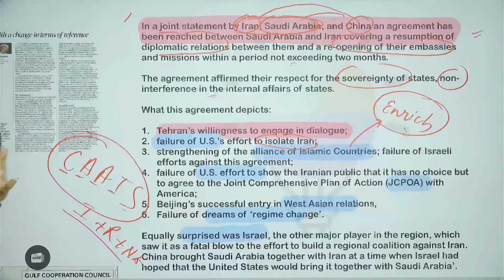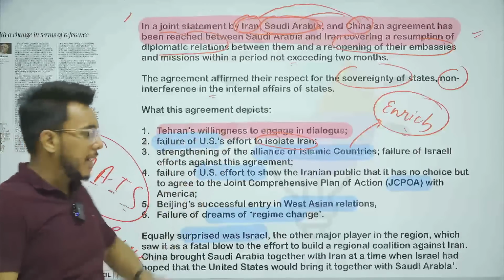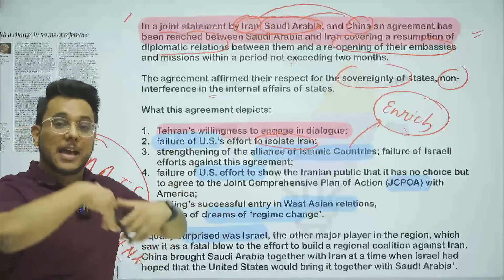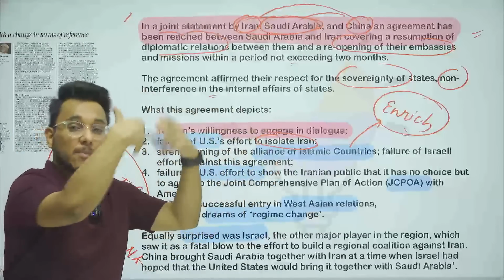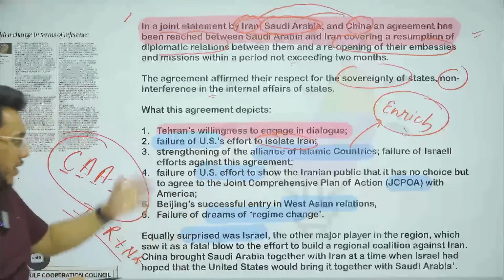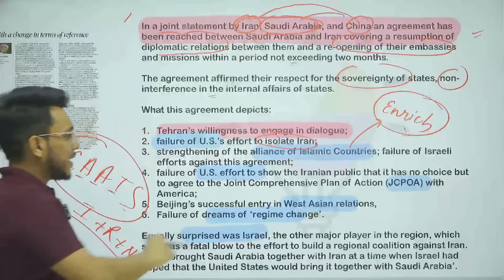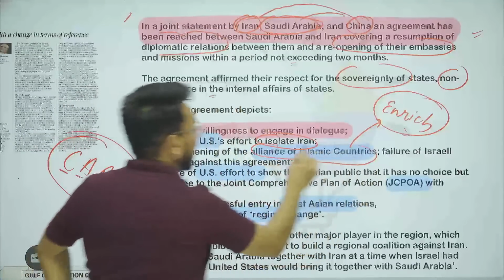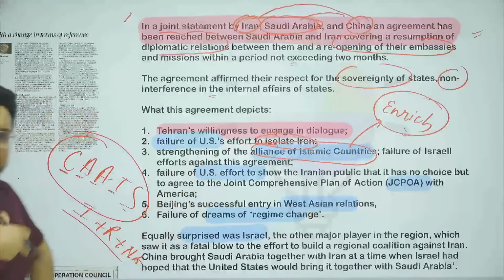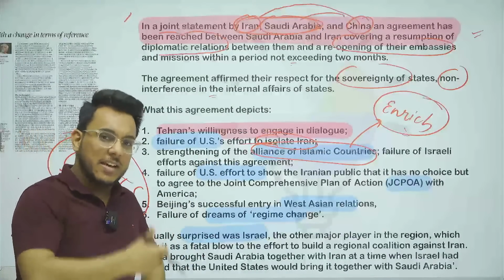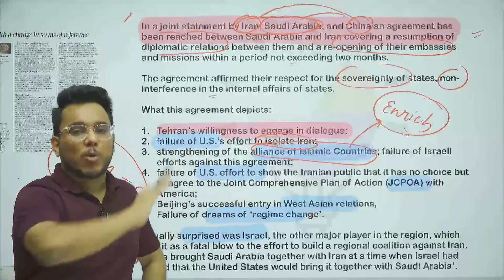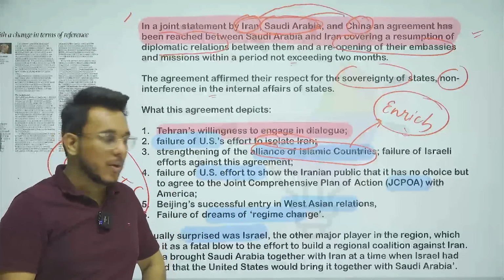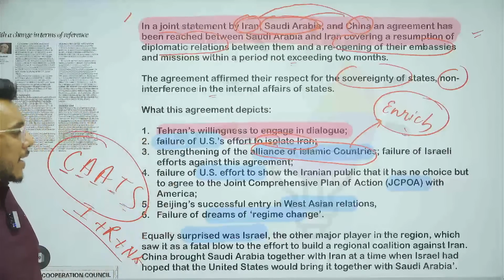So the USA always wanted to isolate Iran, but now it is a failure, as Iran is getting recognition. Its diplomatic relations with Saudi Arabia are getting strengthened. So it is a failure of the USA. Then it also shows the strengthening of the alliance of the Islamic countries. Now, guys, within the Islamic countries there have been a lot of divisions. You see, between Iran and Saudi Arabia there was also a division. So the Islamic countries are coming together.